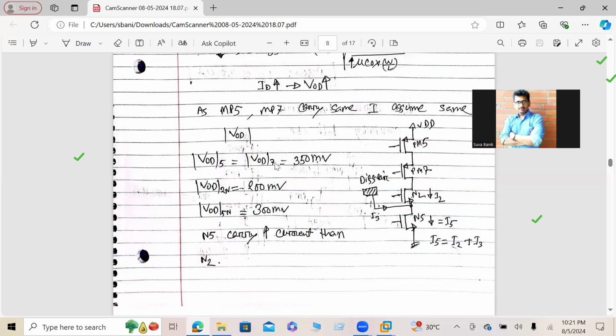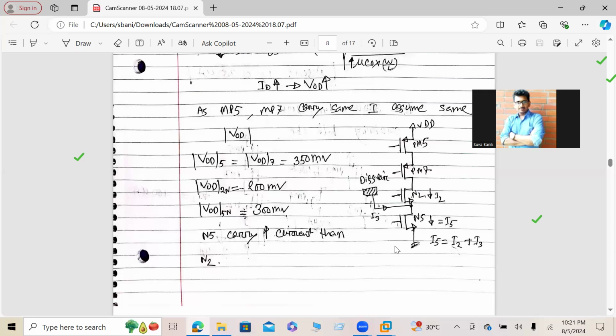So we can assume, it's just my assumption. I assume for PMOS, PM5 and PM7, the overdrive voltage is 350 millivolt for each. You can see it is higher than the NMOS. So if I take 350 millivolt, for 2 PMOS there is 700 millivolt, and we have 500 millivolt left. So we now need to split this 500 millivolt between N2 and N5.